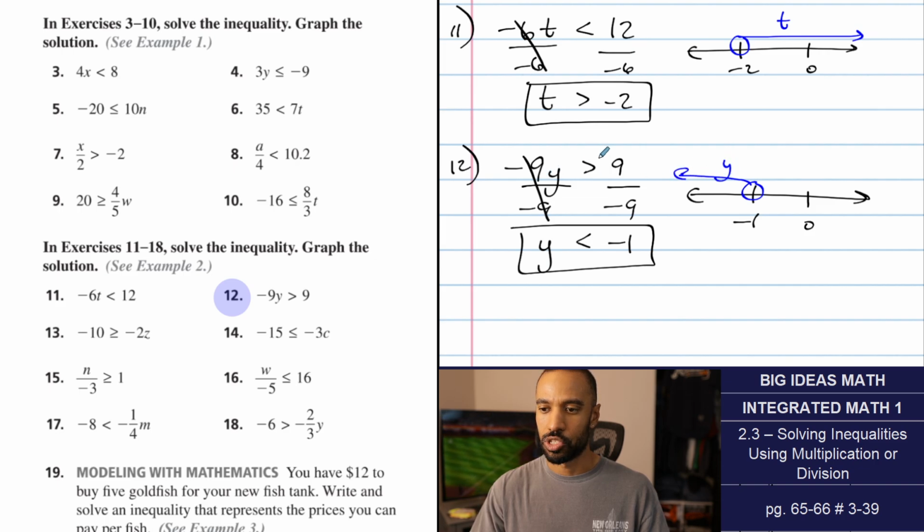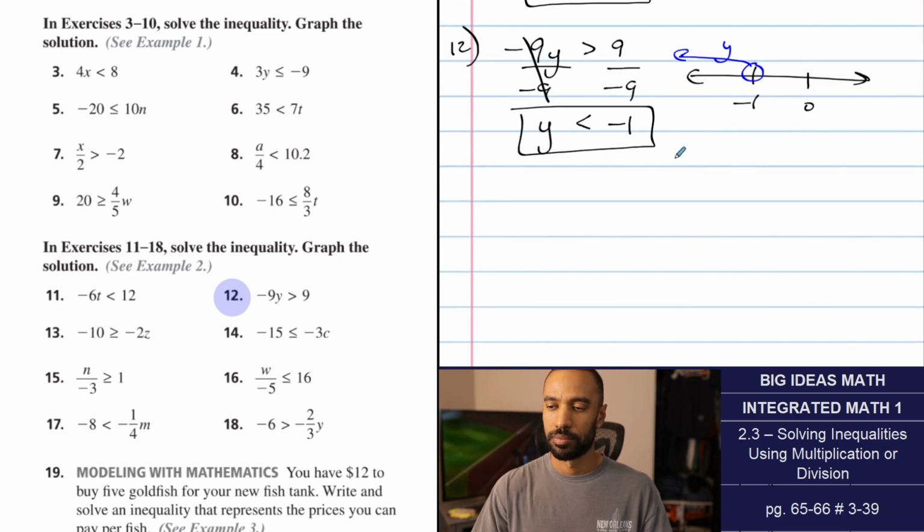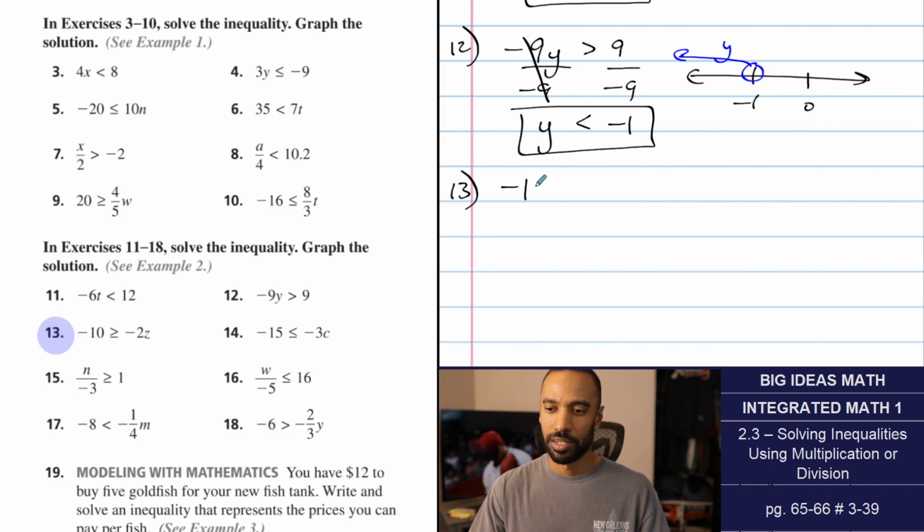0 is not included as 0 is not greater than 9. Remember, test with the original inequality, even if you start crossing things out like I am as we're working this. Number 13, negative 10 is greater than or equal to negative 2z.